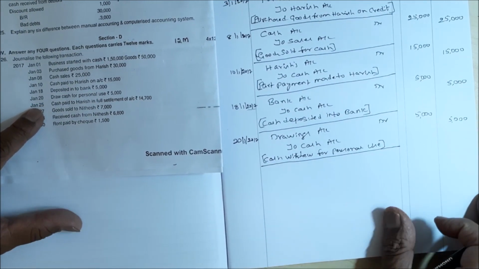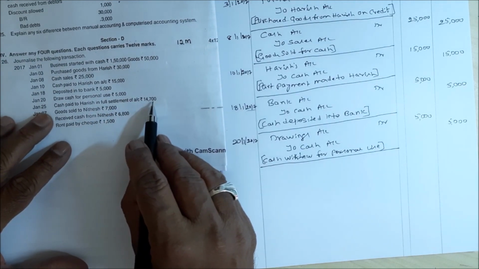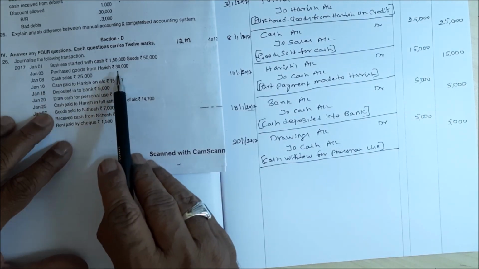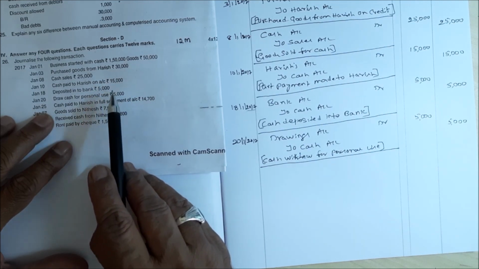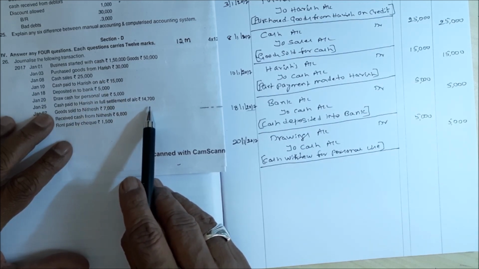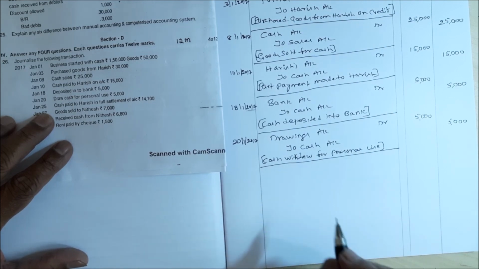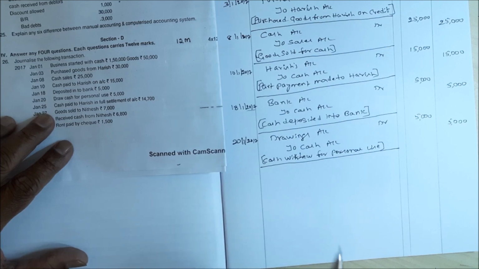Next, cash paid to Harish in full settlement of his account rupees 14,700. You should know that earlier we purchased from Harish 30,000. We have paid 15,000. The remaining was 15,000. Now out of that 15,000, we are paying only 14,700. That means we are getting a benefit or discount of rupees 300. This discount is called cash discount, which appears in the books.